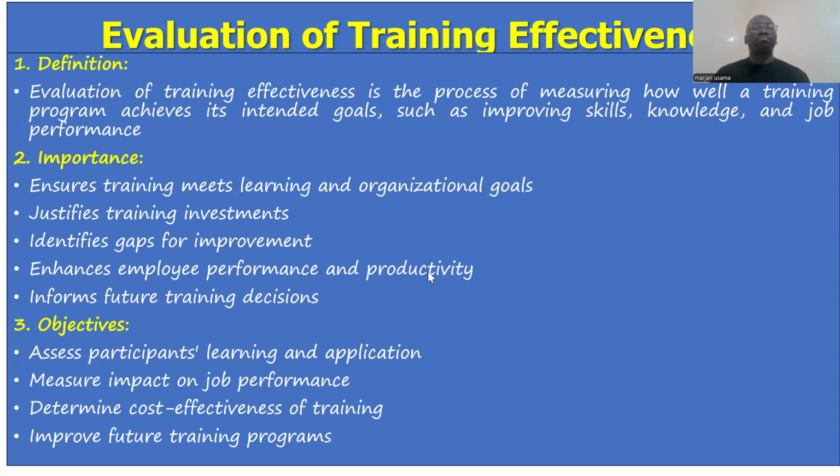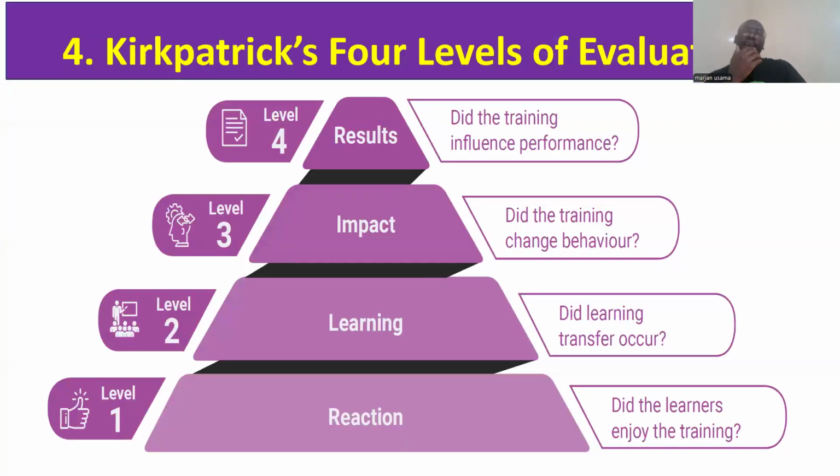Now, when we are evaluating any training, we normally use this framework. So during your free time, you can go and research more about Kirkpatrick's four levels of evaluation. When you are evaluating any training program, you normally evaluate four things. Number 1, the reaction. Number 2, learning. Number 3, impact. Then number 4, results. Full stop. These are the four areas that we need to evaluate.